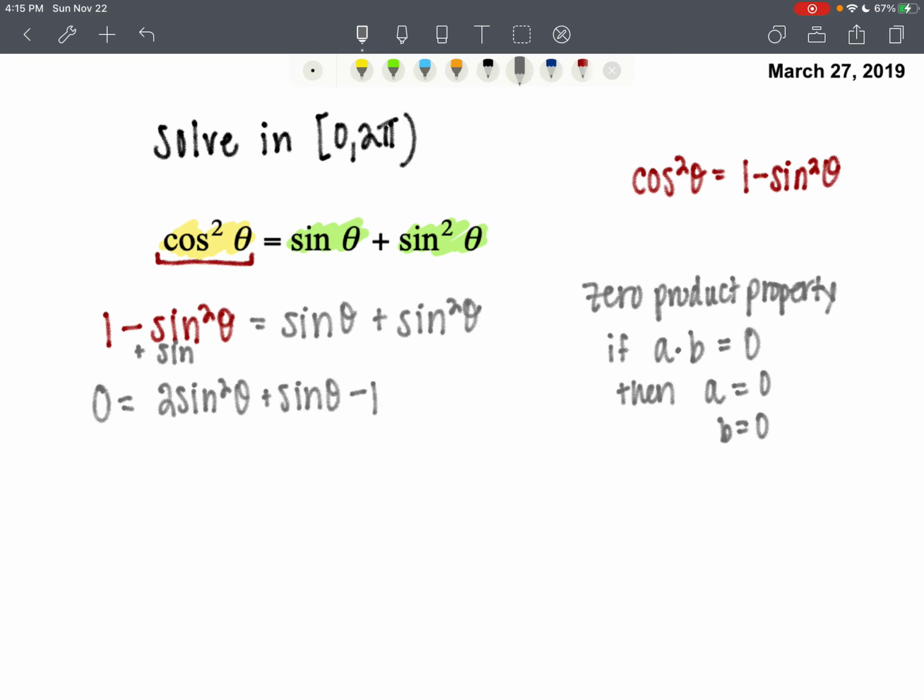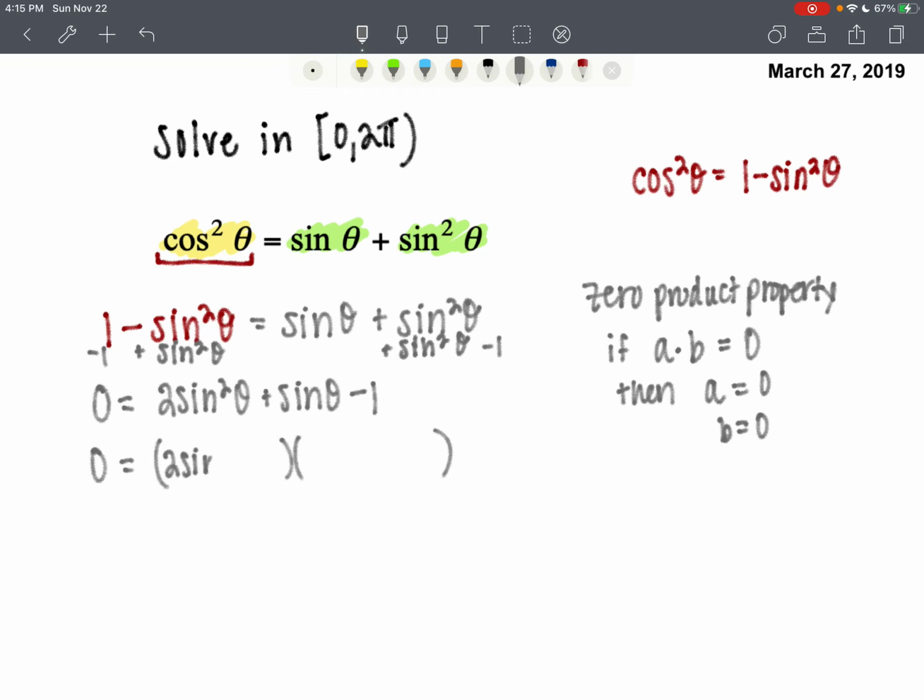Now, I'll show you real quick. Add sine squared over. There's your 2 sine squared of theta. Subtract 1, and you get 2 sine squared of theta plus sine of theta minus 1. Now, this is factorable into 2 binomials.